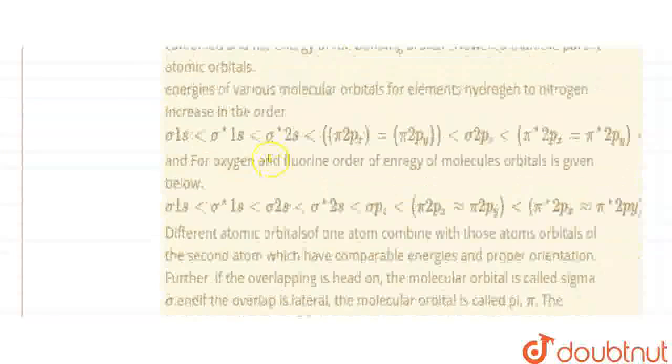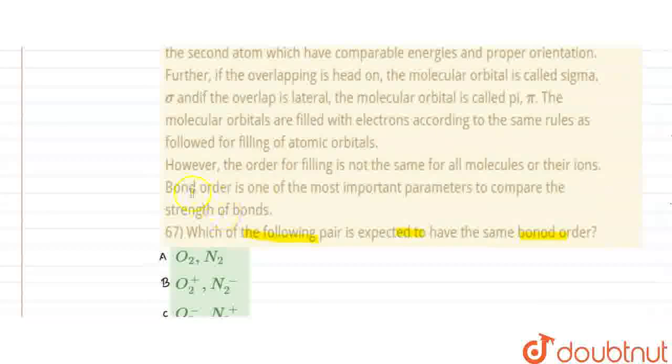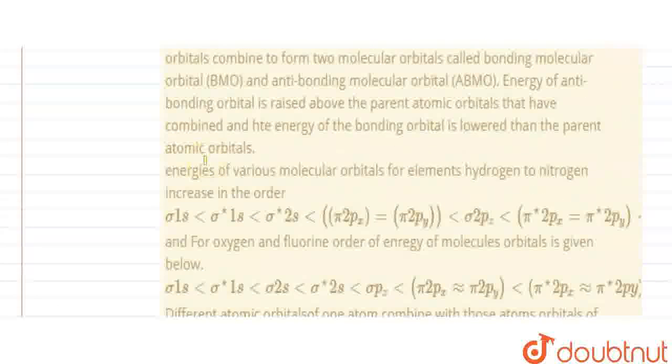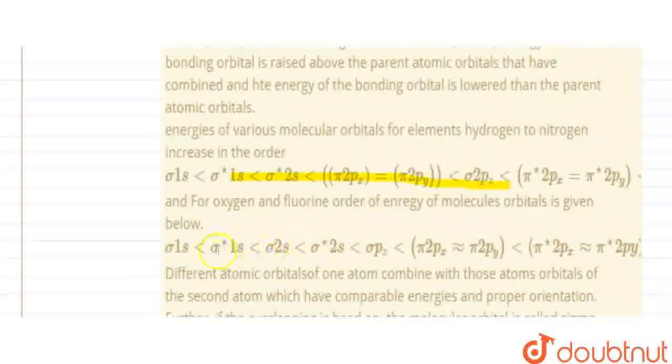Now in this comprehension, the important information about bond order is that bond order is one of the most important parameters to compare the strength of the bond. To calculate it, we know that we first have to write the electronic configuration, but not the normal way we write it, rather according to the MOT, that is the molecular orbital theory. These increasing energy orders according to the MOT have been given over here. So these are the two pieces of information we will require to find out the bond order.